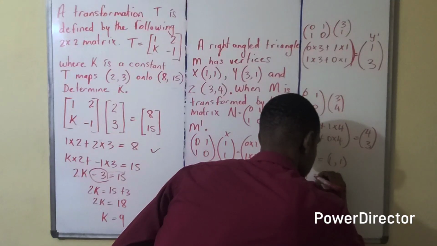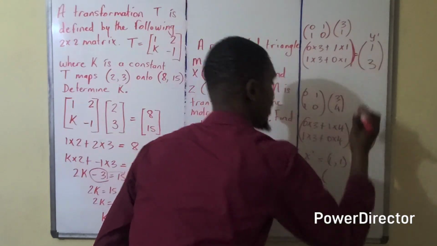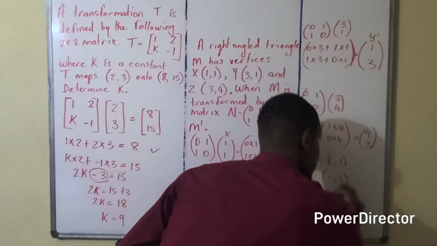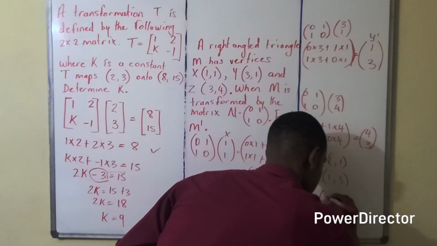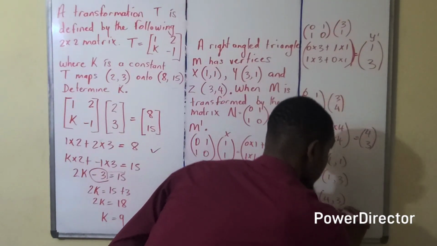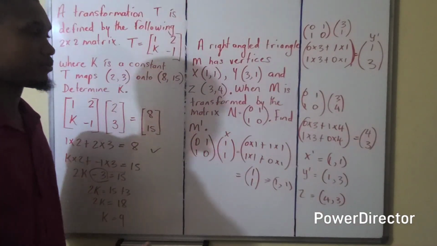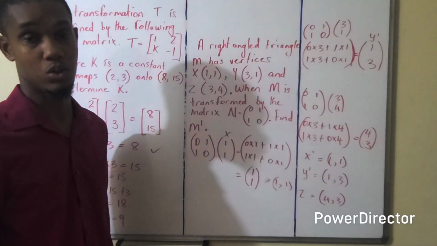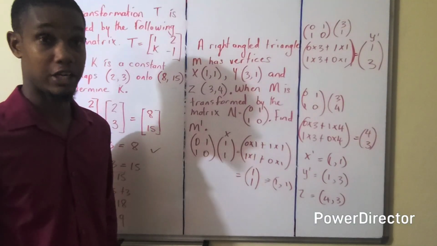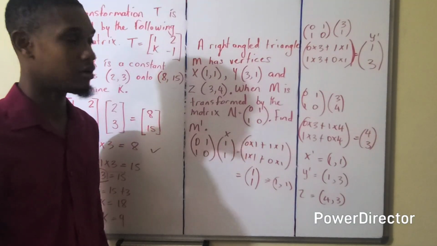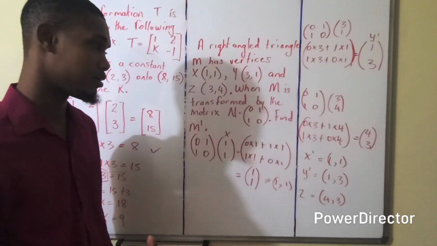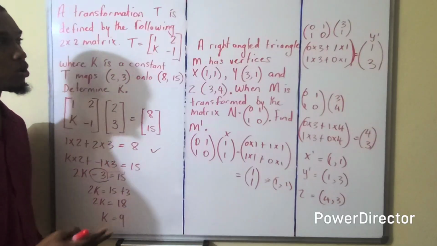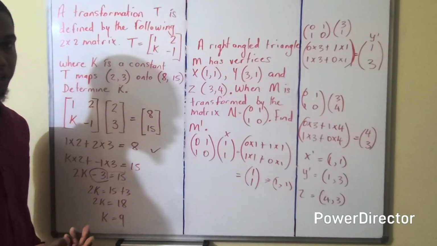The image of y is (1, 3). And the image of z is (4, 3). Now, if you look at these, they are all reversed. So if they're reversed, it then means that it was a form of reflection that would have happened, that they would have been reflected somehow in one of the lines of reflection.